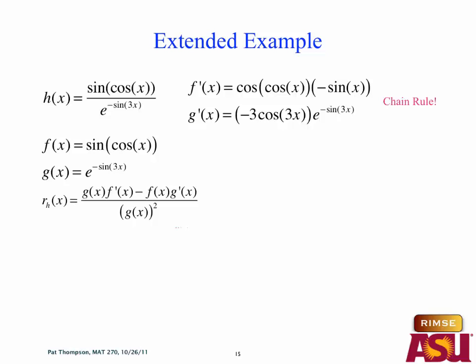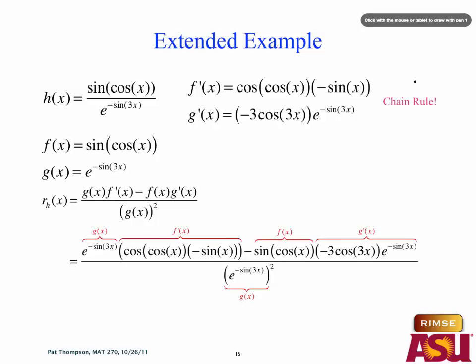Negative sine 3x, the derivative, where does the negative 3 come out of that? The negative comes from the fact that there's a negative right here. And the 3 comes from the fact that you're doing the sine of 3x, which has a rate of change of cosine of 3x times 3. So it's two different things. Negative comes from that, and the 3 comes from that. You see it? When you put it all together, it looks like this. Low d high minus high d low over low squared.